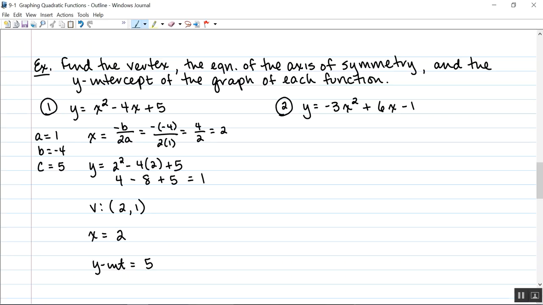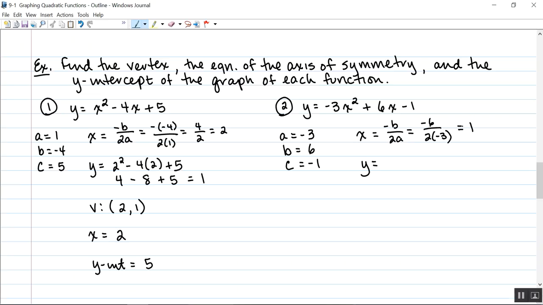Let's take a look at the second example here. Y equals negative 3x squared plus 6x minus 1. So a is equal to negative 3, b equals 6, and c equals negative 1. So let's find the x of the vertex. So x equals negative b over 2a, or negative 6 over 2 times negative 3. That gives me negative 6 over negative 6, or 1.